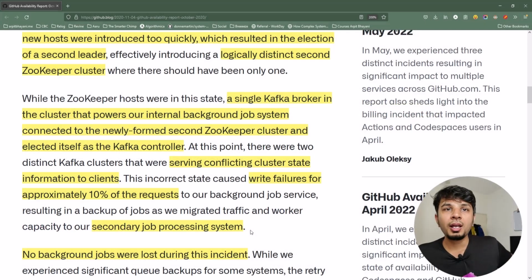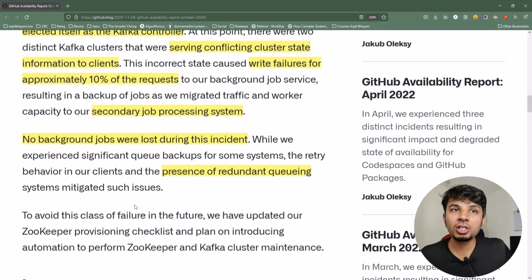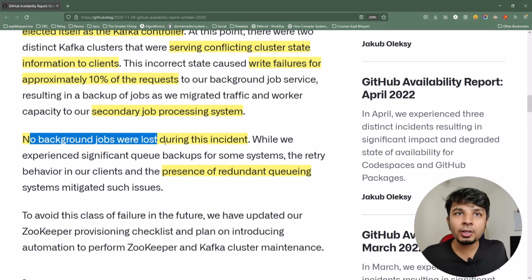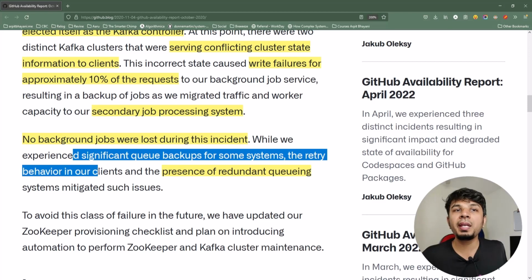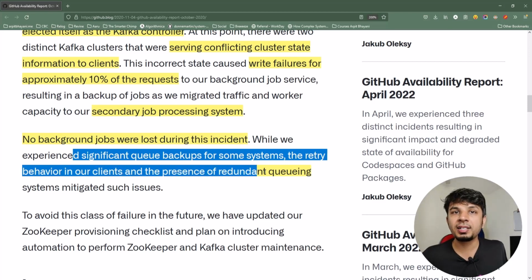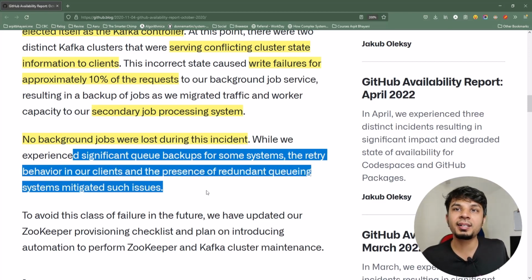So this is what came in very handy. Because of this, no background jobs were lost during this incident. Why? And while we experienced significant queue backups for some systems, the retry behavior in our clients and the presence of a redundant queuing system mitigated such issues.